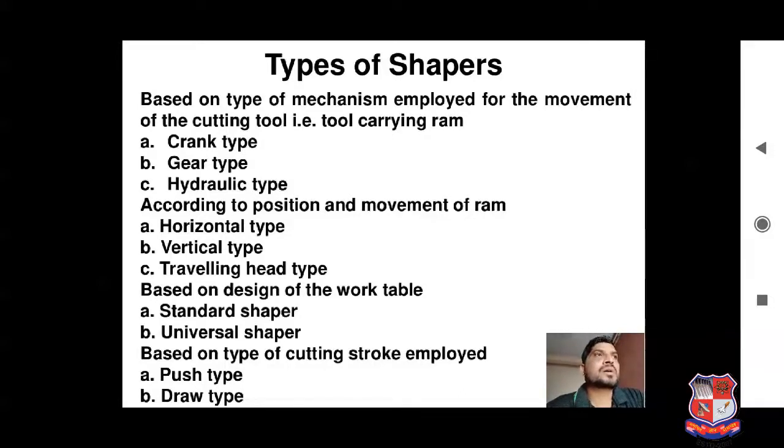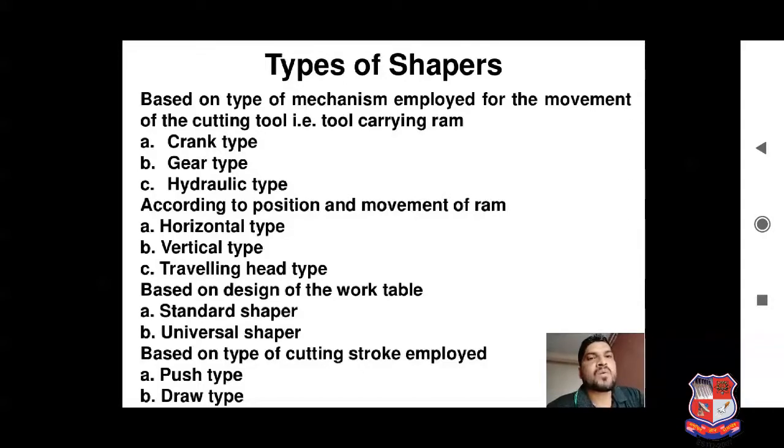Second one, according to position and movement of the ram. As we all know, the ram moves with reciprocating motion. According to it, there are three types of shaper machine: horizontal type, vertical type, and traveling head type. First one is horizontal type, and it is the most common type. In this type of machine tool, the ram is in horizontal position and moves to and fro. The table can also move crosswise as well as vertically. So there are two movements of the table in horizontal type of machine tool.